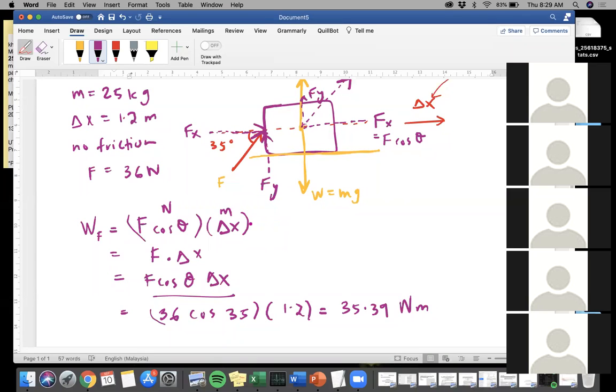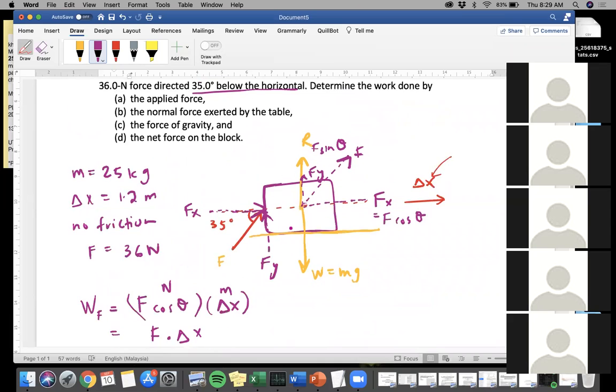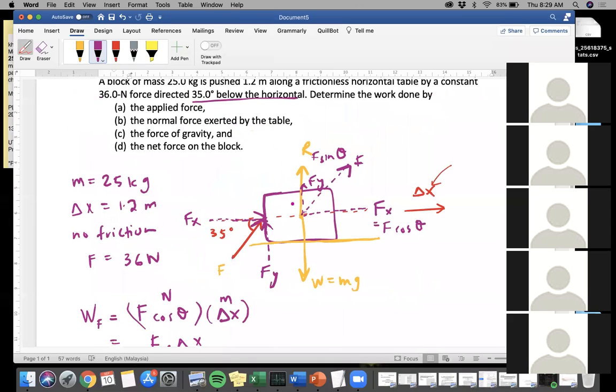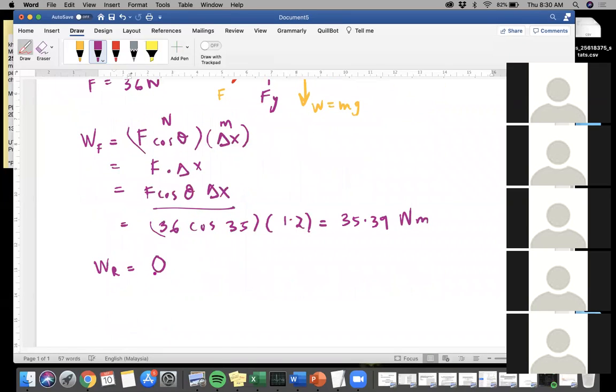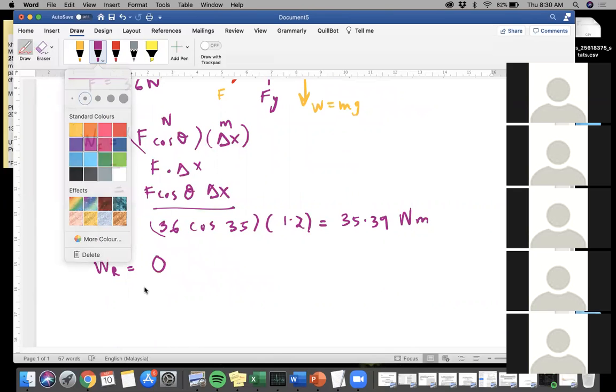It's 35.4. And then it's asking you, what is the normal force exerted by the table? The normal force is R and our displacement is this way. So there is 90 degrees between those two things. So work done by the reaction force is 0. You can calculate it if you are diligent. I'm lazy, so you calculate it yourselves. But if you were to calculate this, you will still get 0, because the angle is 90.